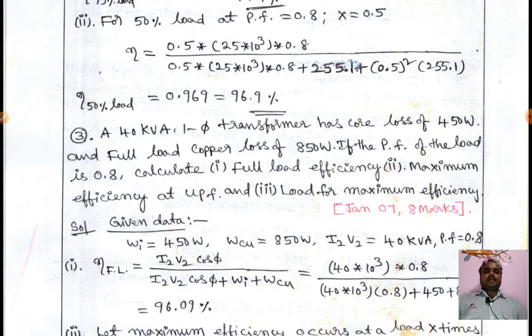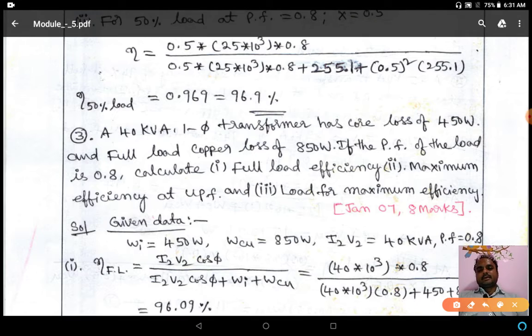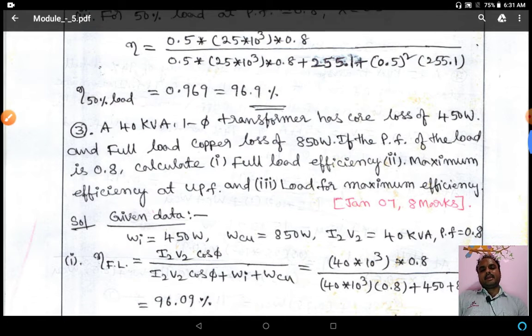And coming to the 50% of load, x is equal to 0.5. Substitute x values, I2 V2 values in the x load formula. So at 50% of full load you will get 96.9% efficiency, right? So these are the formulas, and these problems are very important.